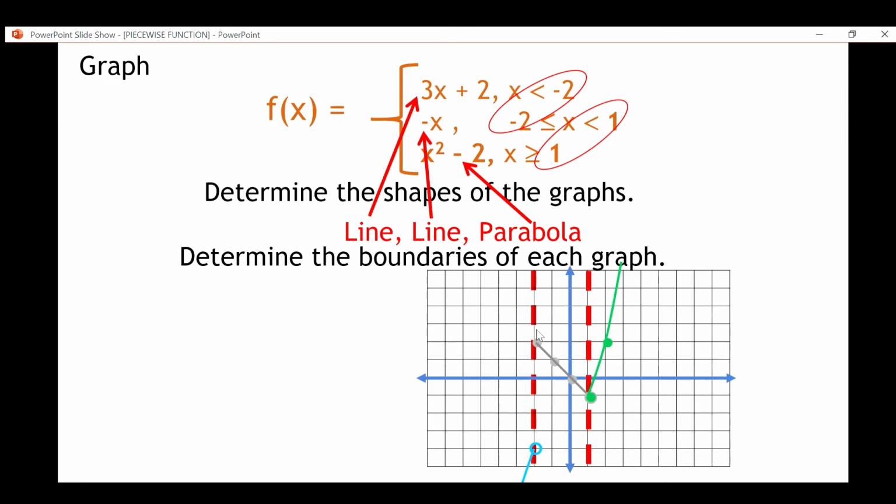Okay? So, dito, si negative x, naka-open hole siya. Pero, dito belong sa x squared minus 2 yung 1 natin. Kaya, naka-shaded hole tayo dito. Okay? So, yan yung itsura ng graph natin.